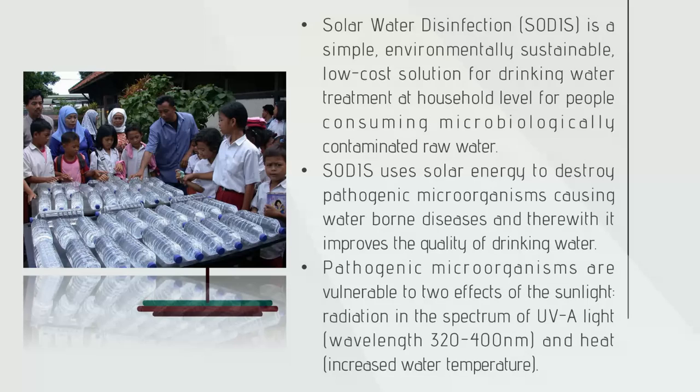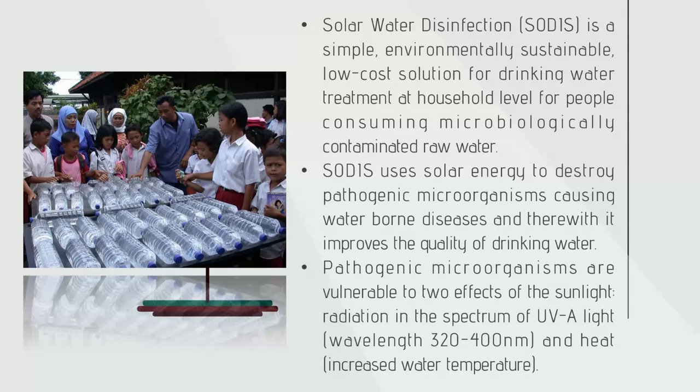Examples of pathogenic microorganisms are bacteria like Campylobacter jejuni, which can cause diarrhea. Salmonella typhi can cause typhoid. Salmonella enteritis can also cause typhoid. Salmonella typhimurium can also cause typhoid. Viruses like rotavirus can cause diarrhea and dysentery, and poliovirus can cause polio.